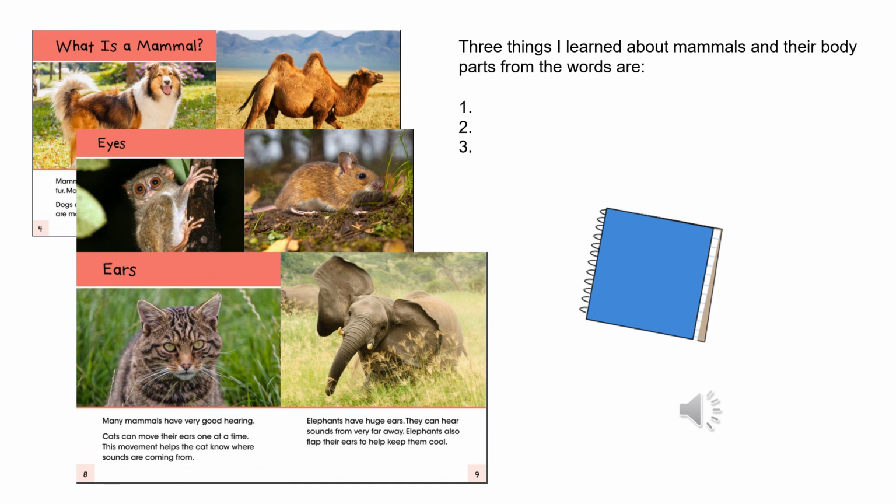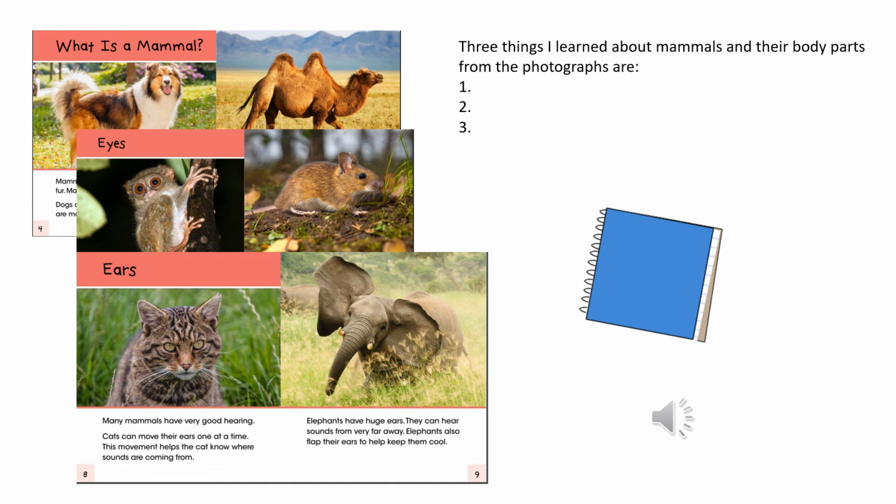One thing I might write that I learned about mammals and their body parts is that cats move their ears to hear where sounds are coming from. I might write that next to the number 1. Your job is to write 3 things that you learned. These are your key details.